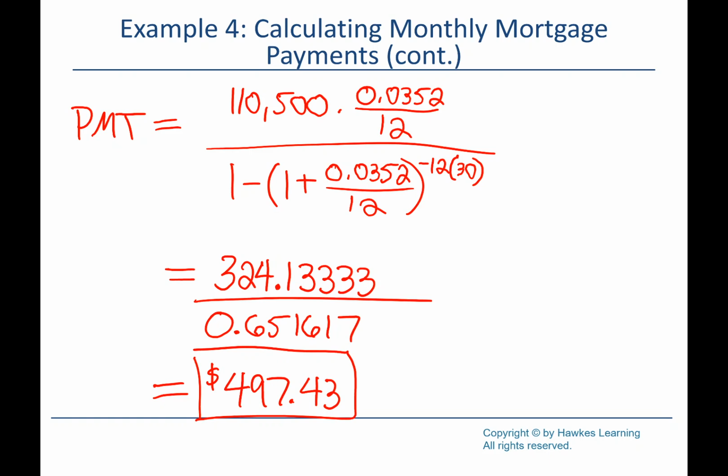Okay, so I'm not going to make you calculate this one. We'll just look at it. But if we change this mortgage from a 30-year mortgage to a 15-year mortgage, what would it be?